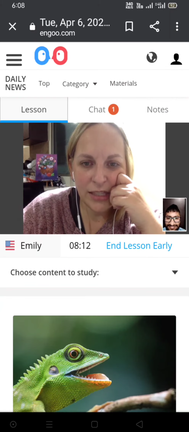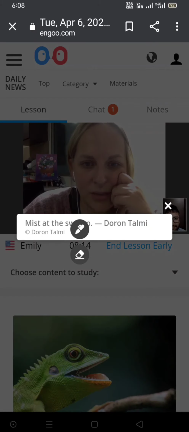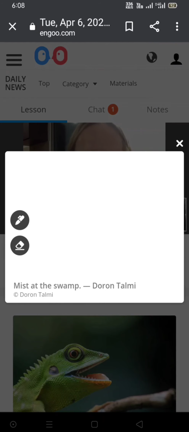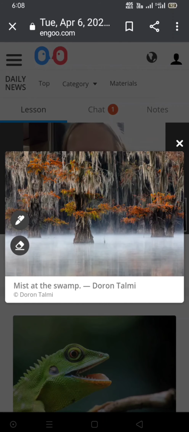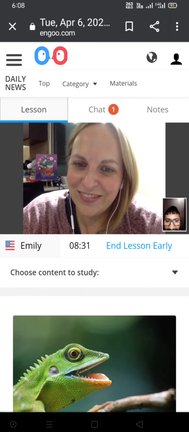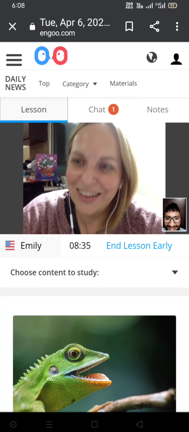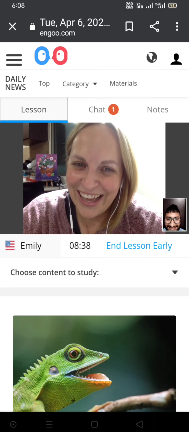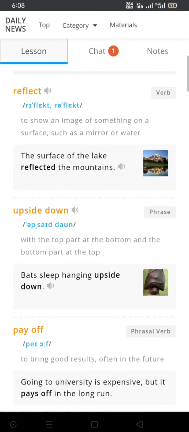So I like this one, The Mist at the Swamp. I really like this picture because it looks almost like a painting, right? It totally doesn't actually look like a photograph. It looks like a painting. Totally, exactly. I'm in agreement with you. Okay, good. Let's do question 2.